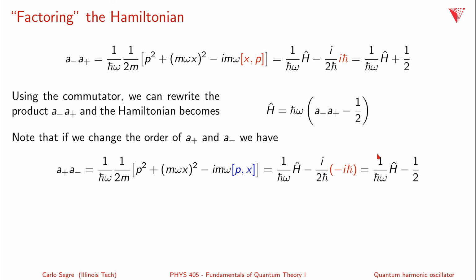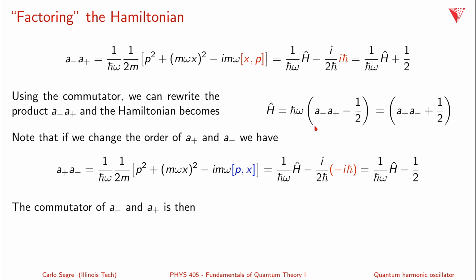Now the minus sign persists here. And so we get 1 over h bar omega times the Hamiltonian minus 1/2. And we can write then the Hamiltonian in a second form as h bar omega times a plus a minus plus 1/2. Both these forms are going to be useful to us. They're perfectly equivalent. It just depends on how you apply the operators, whether you apply the a plus to the right first or the a minus to the right first, and you get to choose.